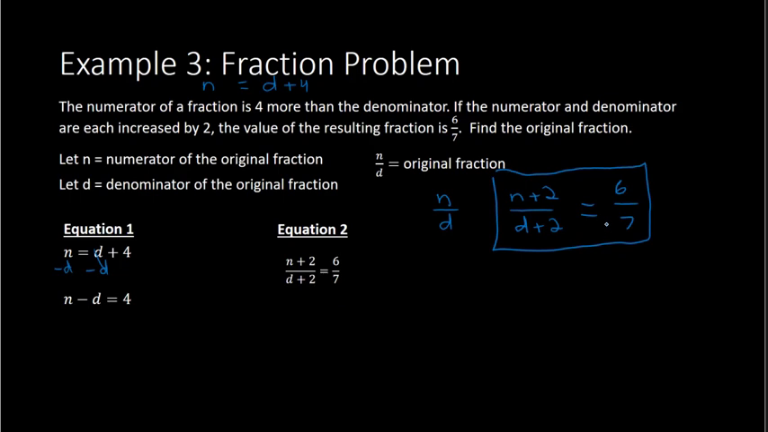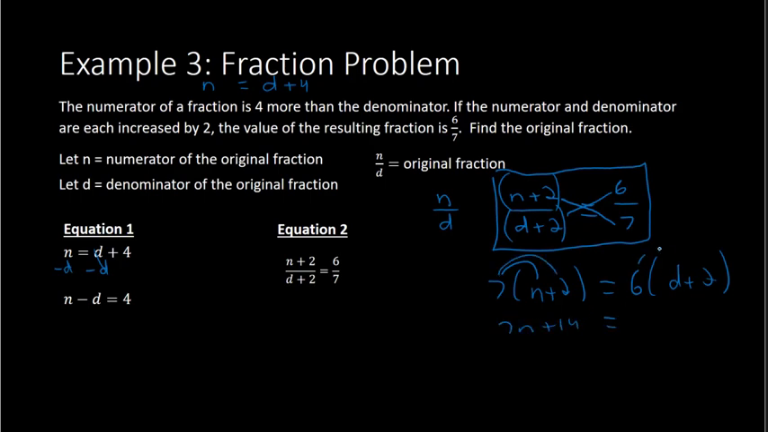So at this point, I want to simplify this fraction, and I can do that by cross multiplying. So if I do 7 times n plus 2, that's going to equal 6 times d plus 2. Alright, so notice the fractions are gone. It makes it a little bit easier to work with. Alright, and then I can distribute. We get 7n plus 14 equals, and then 6 times d plus 12.